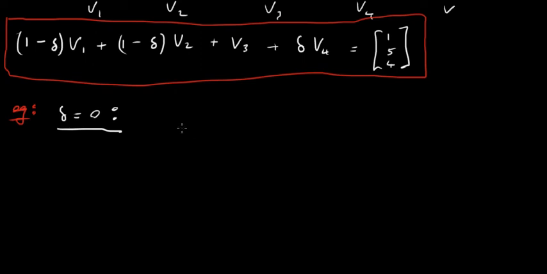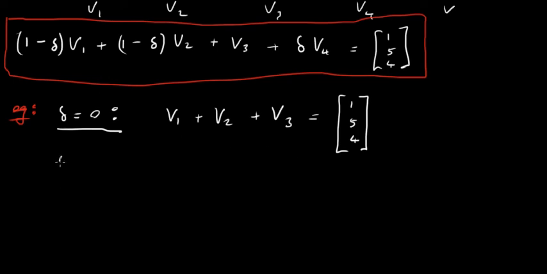1 minus delta, so that just gives me 1 times v1, or just v1, plus 1 minus 0, which is 1 times v2, so that's just v2. So we've got v3, and then that's 0 times v4, so that's just going to be 0, so we get 1, 5, 4. And if you remember from the first part of this question, this is what we did. We added v1, v2, and v3. Remember, we hadn't got a v4 at that time, so we just added v1, v2, and v3, and that gave us our vector. So we know that works from the previous part of this question.